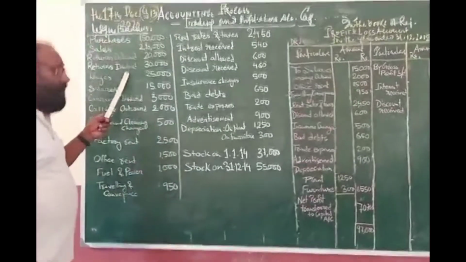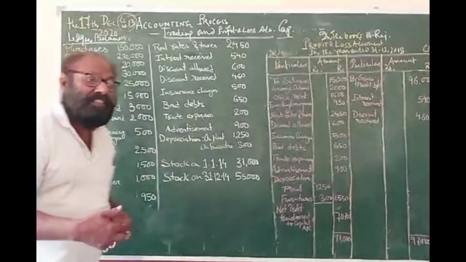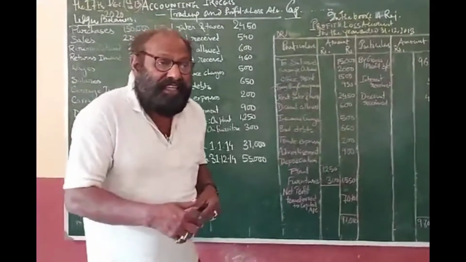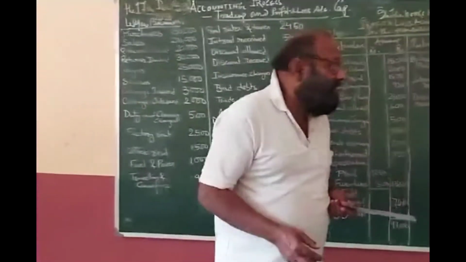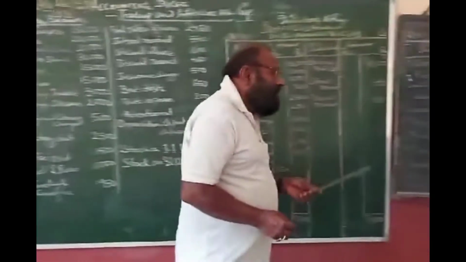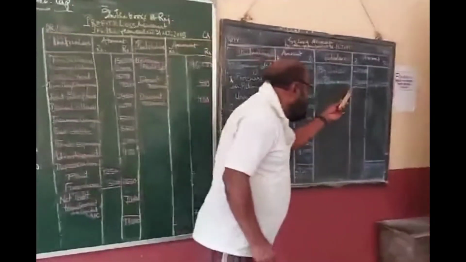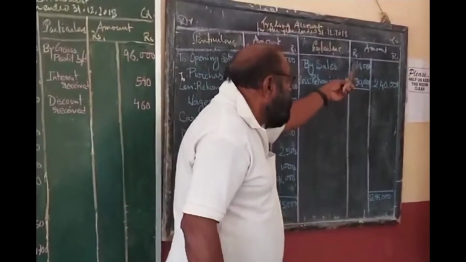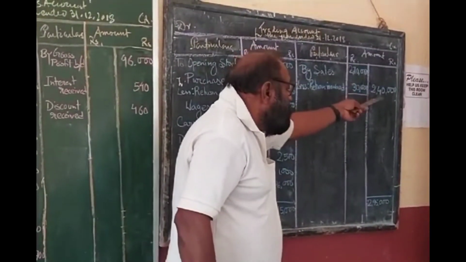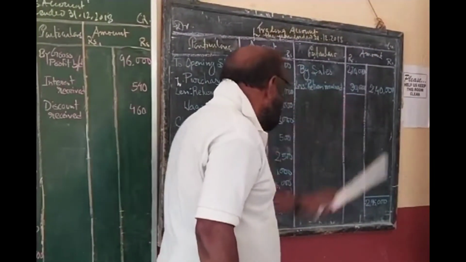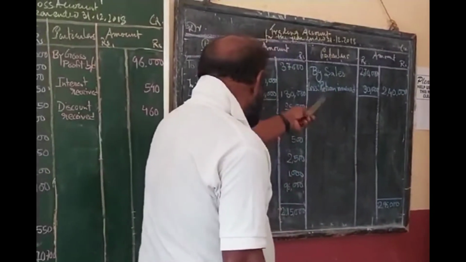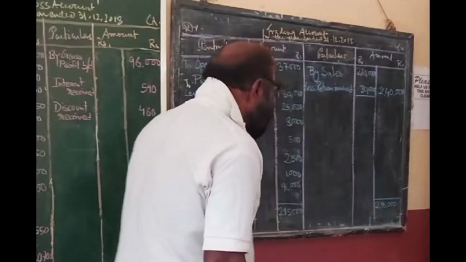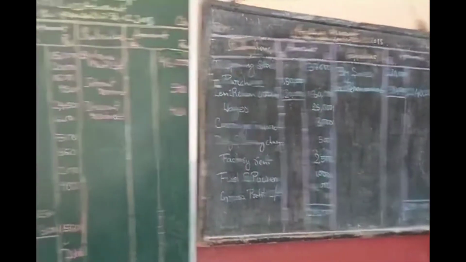Then comes return inward. What is return inward? Return inward is regarded as sales return. So you effected sales, but some amount has been returned by the customer. How much have they returned? They have returned goods amounting to 30,000. So 2,70,000 minus 30,000, net sales is this much, here, 1,40,000.